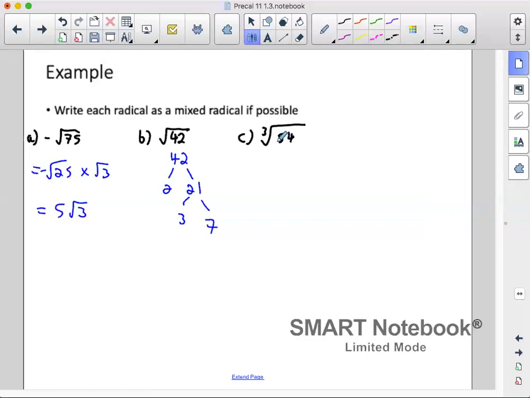Now, with a cube root of 54, I know that I can change that into the cube root of 27 times the cube root of 2. Now, cube root of 27 is 3, so we've got 3 cube root of 2.